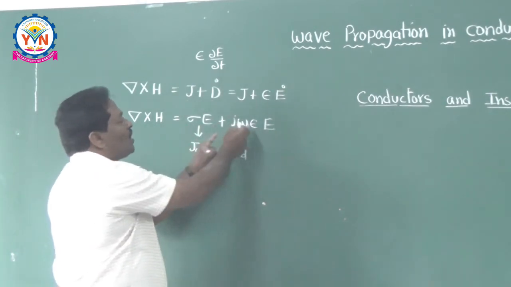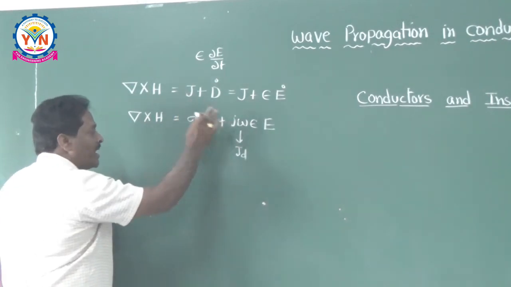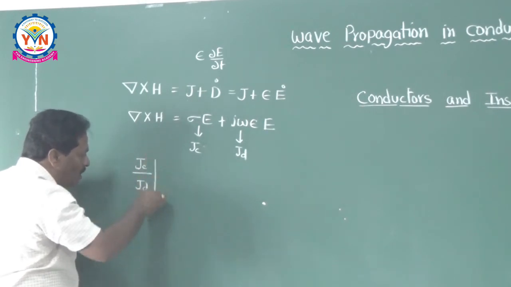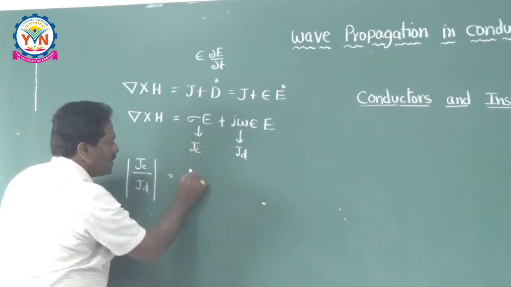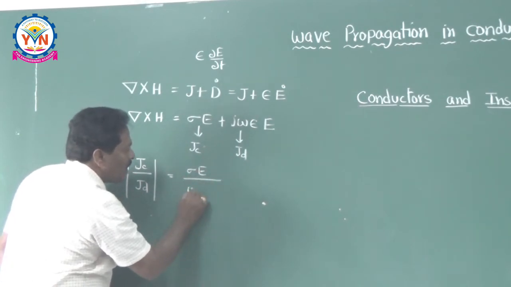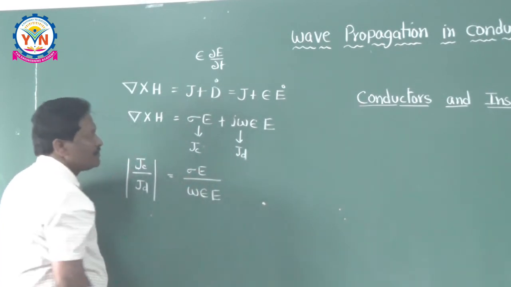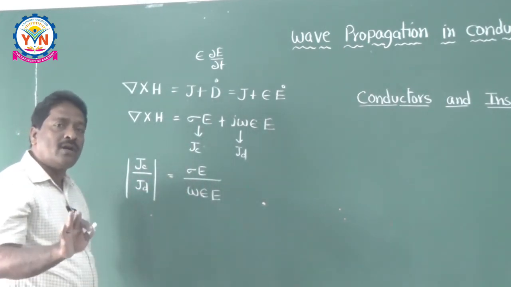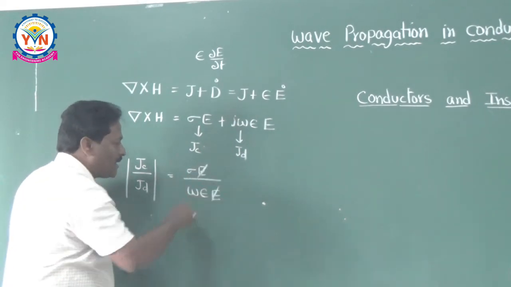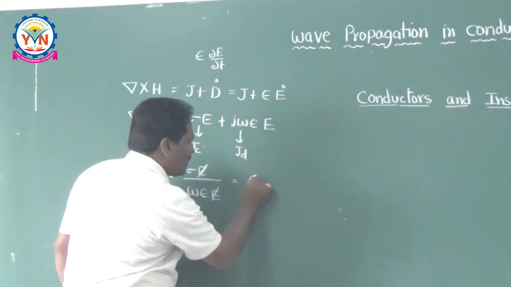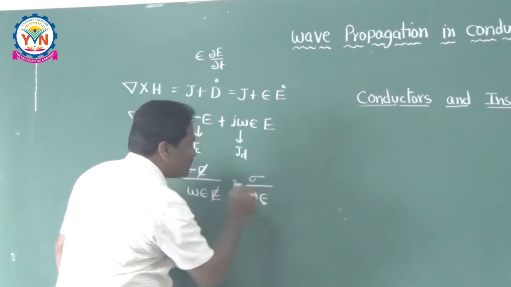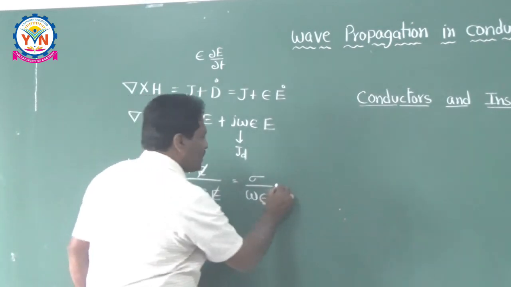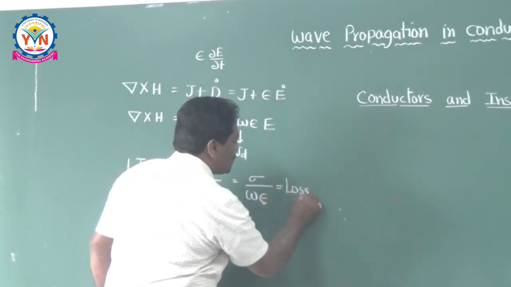If you take the ratio of these two and consider only magnitudes, then I can say Jc by Jd is sigma E divided by omega epsilon times E. I am neglecting this j. Why? J is telling about the phase angle. I want only magnitude. And E and E will be cancelled here. This is equal to sigma divided by omega epsilon. So sigma by omega epsilon is nothing but your loss tangent.